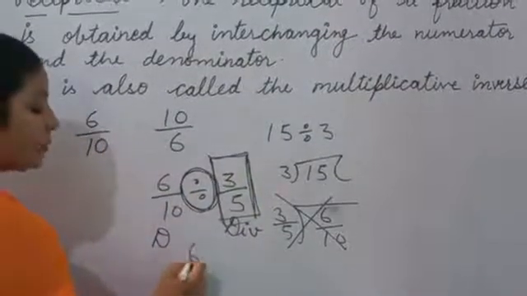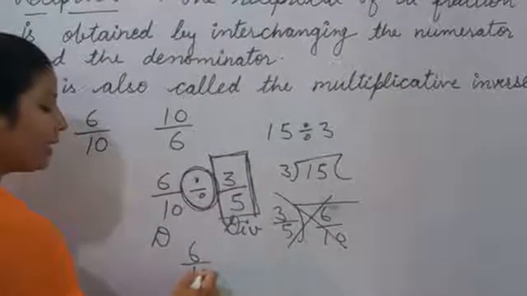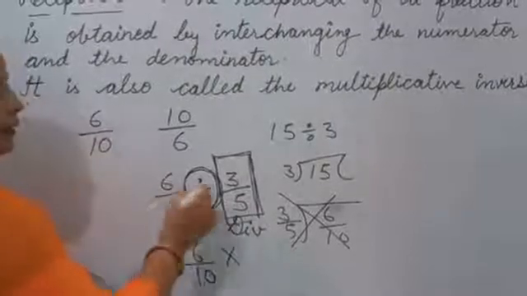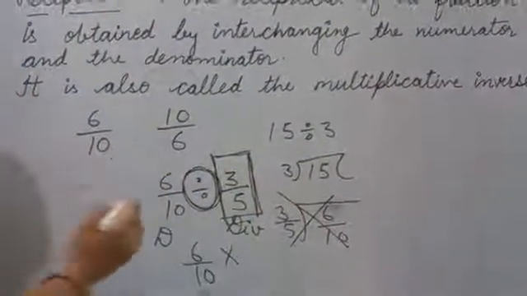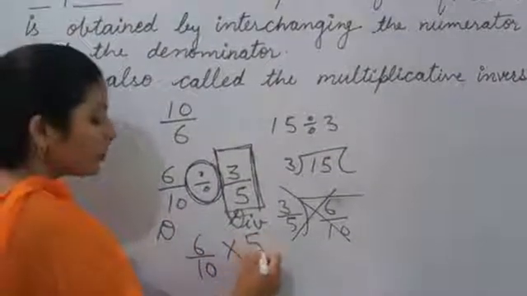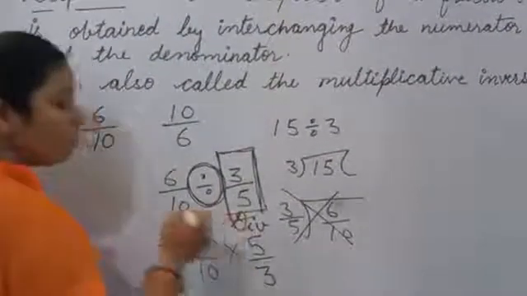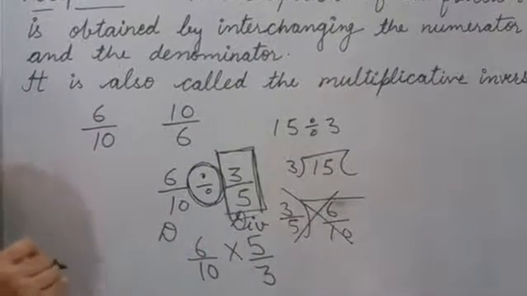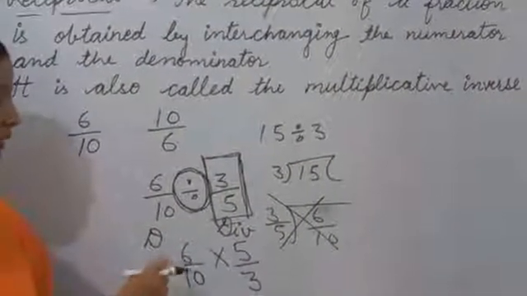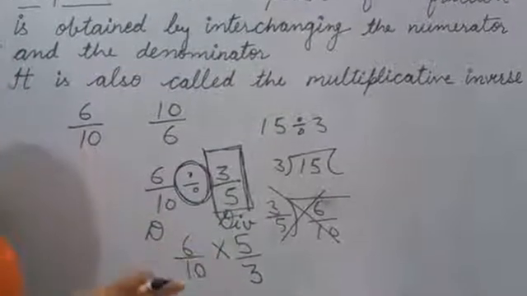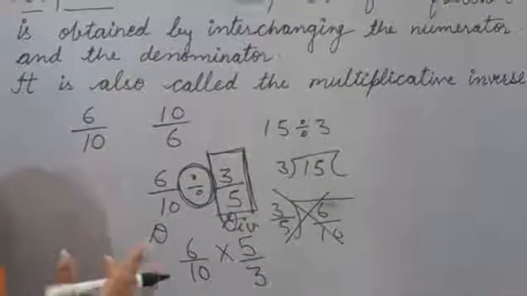We have 6 upon 10. Now divide will change into multiply. Then 3 upon 5. Now we make its reciprocal, so it becomes 5 upon 3. Now the sum becomes one of multiplication. Okay? As you did in 4.3. So how will we do multiplication? If there is cancelling, firstly we simplify and then we multiply.